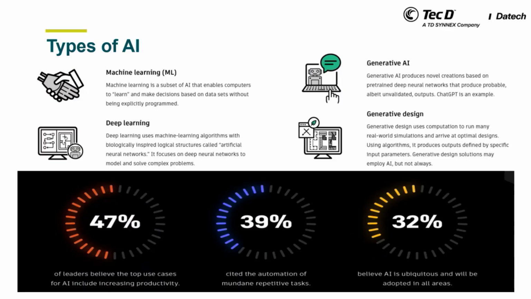There are four types of AI: machine learning, deep learning, generative AI, and also generative design. Let's just look at the first, machine learning. So what is machine learning? It's one subset of AI which enables computers or systems to learn. The easiest example of machine learning is maybe the so-called social media platforms nowadays.